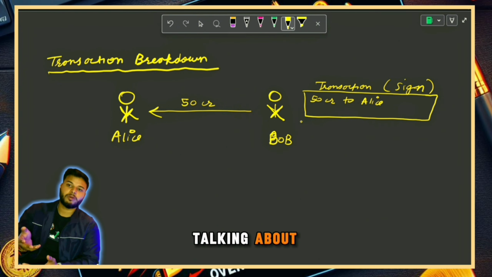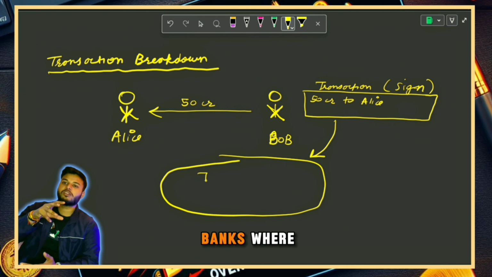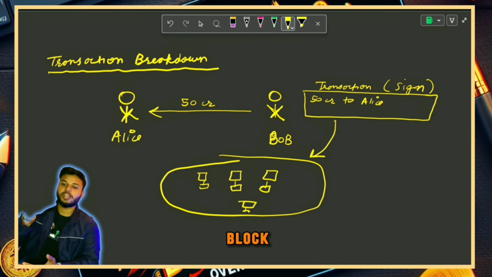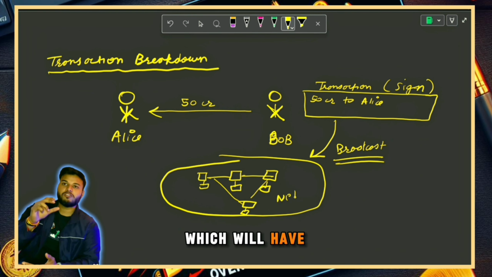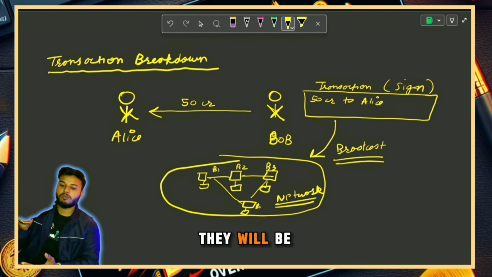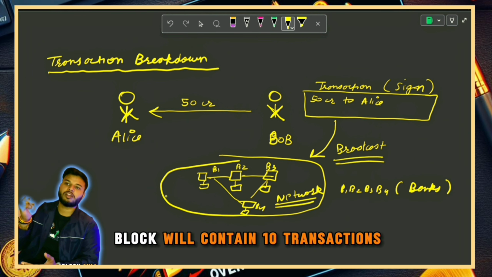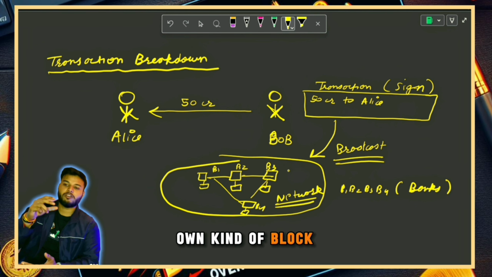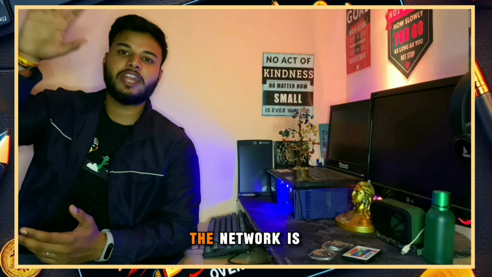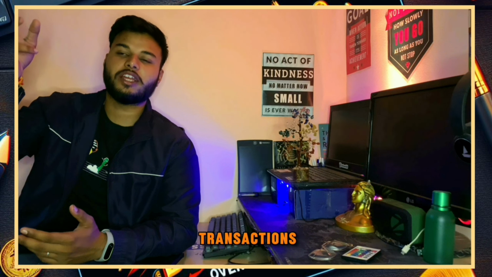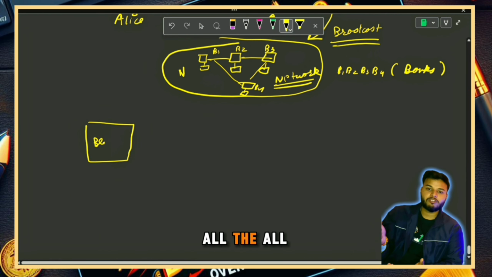What network are we talking about? There will be a network of all the banks, where the work of the bank is to create a block. Now all the banks will be creating a separate block which will have the transactions which are not yet confirmed. Let's say a block will contain 10 transactions. Each bank will be creating their own kind of block. It is not compulsory that different blocks created by different banks will have the same transactions. Because the network is very big, there will be n number of transactions. They will be picking at different times, so there can be chances that some transactions are different in each of the blocks. Now all the banks will be creating a block.